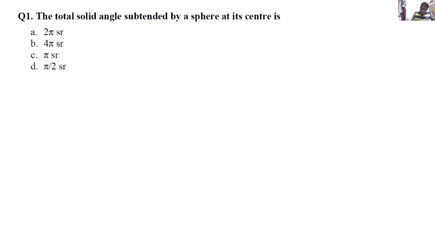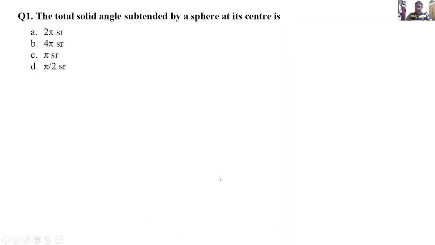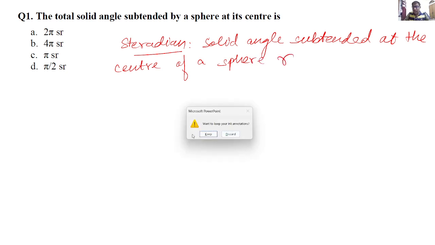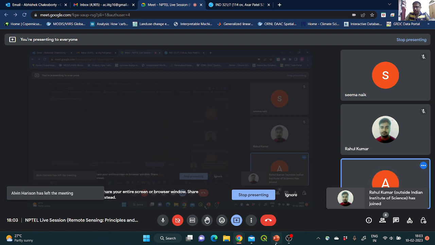So steradian, if you are not aware of, is basically used to measure the solid angles. It is primarily the solid angle subtended at the center of a sphere of radius r.